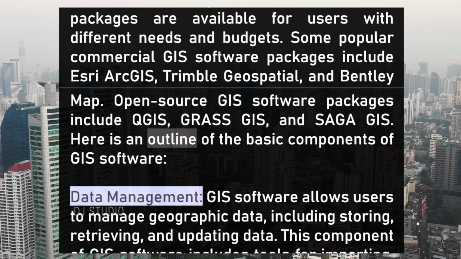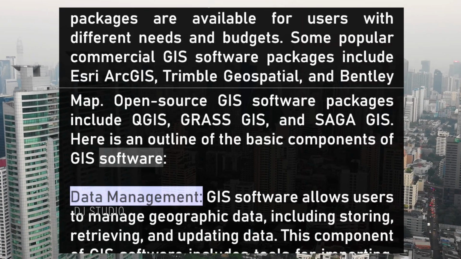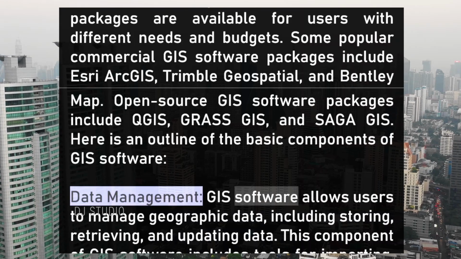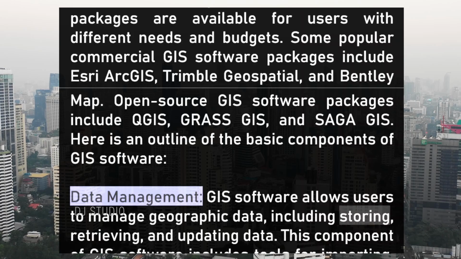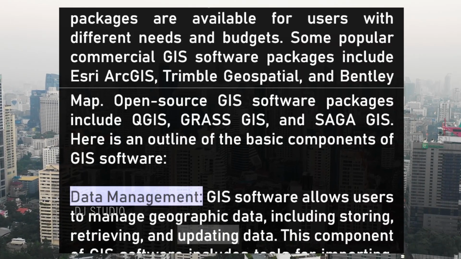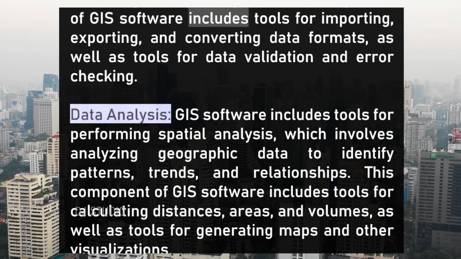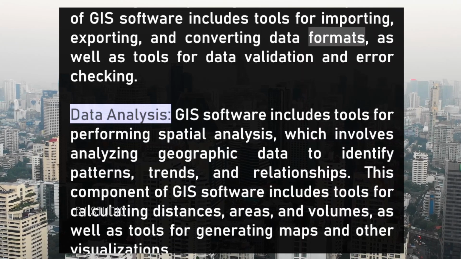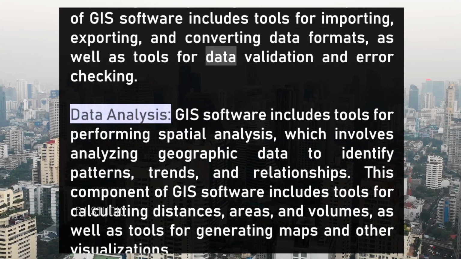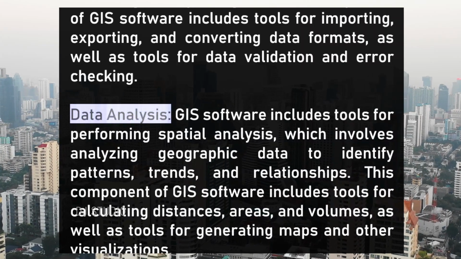Here is an outline of the basic components of GIS software. Data management. GIS software allows users to manage geographic data, including storing, retrieving, and updating data. This component of GIS software includes tools for importing, exporting, and converting data formats, as well as tools for data validation and error checking.